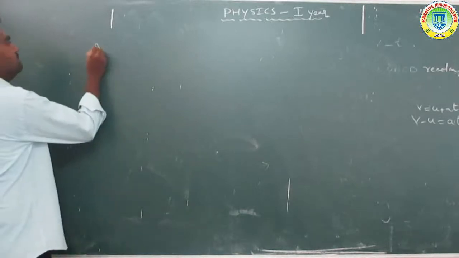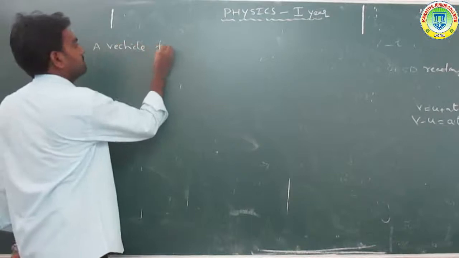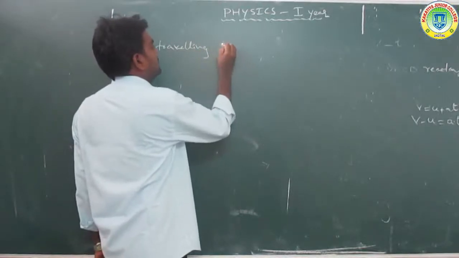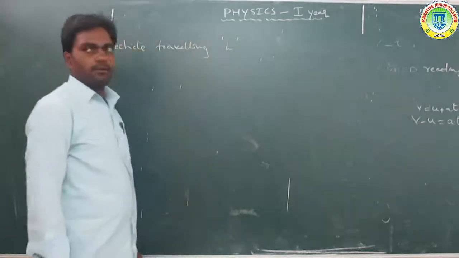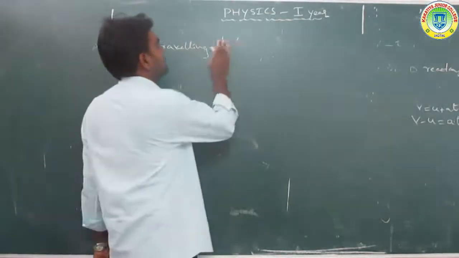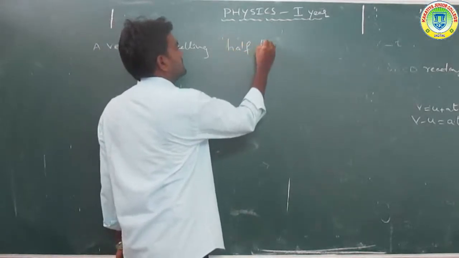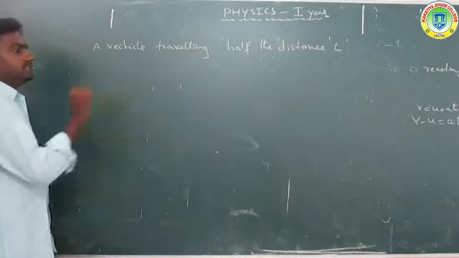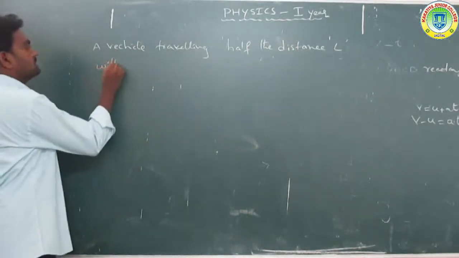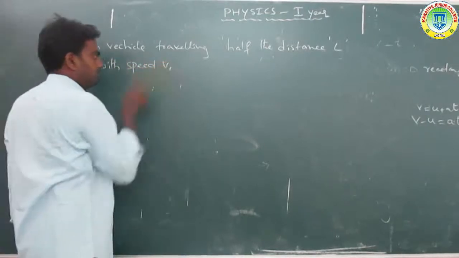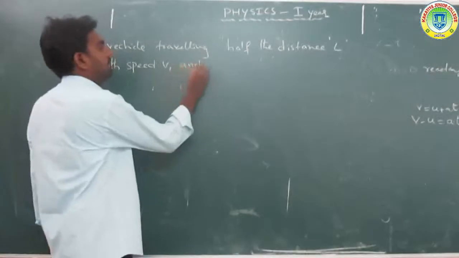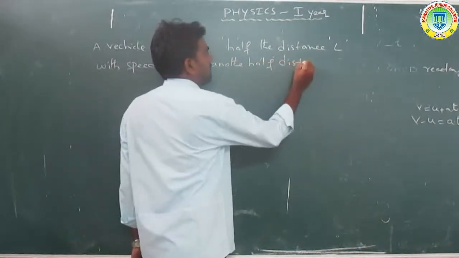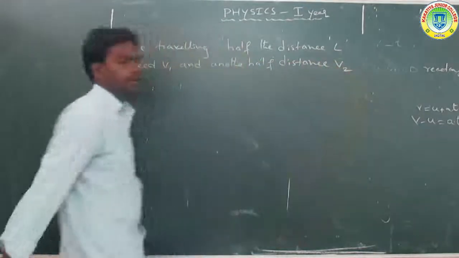Now another topic. A vehicle is traveling a length, or distance, L. Half of the distance L is covered with speed, or velocity, v1, and the other half of the distance with v2.